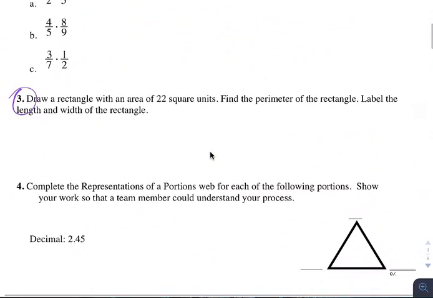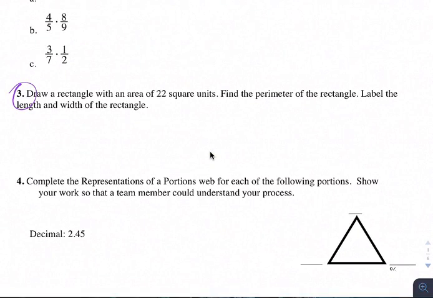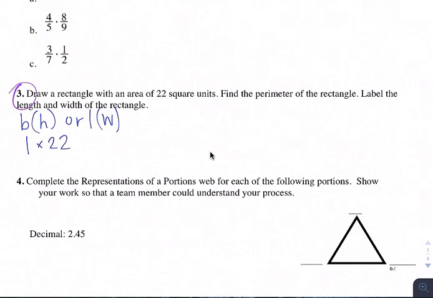Alright, let's keep going. The next one I want to talk about is number 3. It says draw a rectangle with the area of 22 square units. Find the perimeter of the rectangle. Label the length and width of the rectangle. So if area of a rectangle is base times height, or length times width, we need to find 2 numbers that, when we multiply them together, we get 22. So an option would be 1 times 22, and that would give us 22 square units, or 2 times 11 would give us 22 square units.